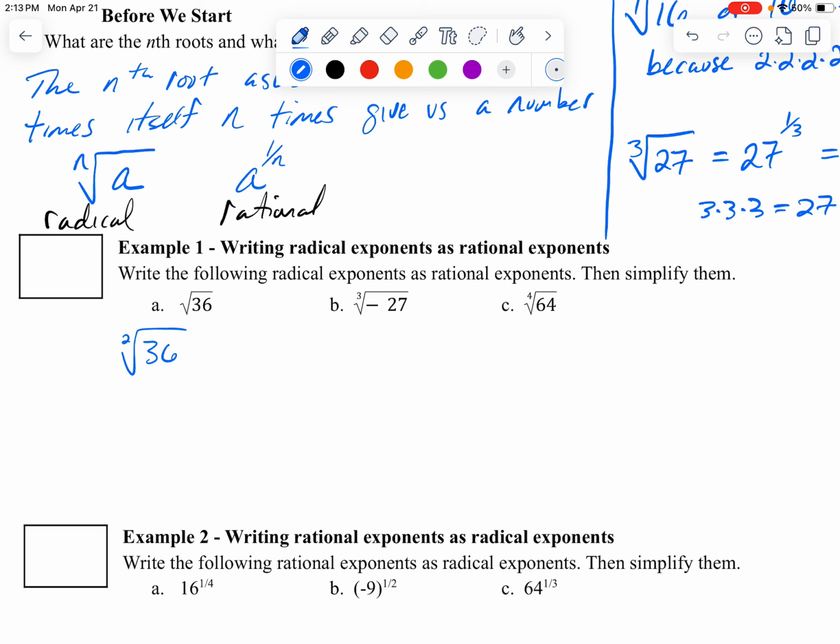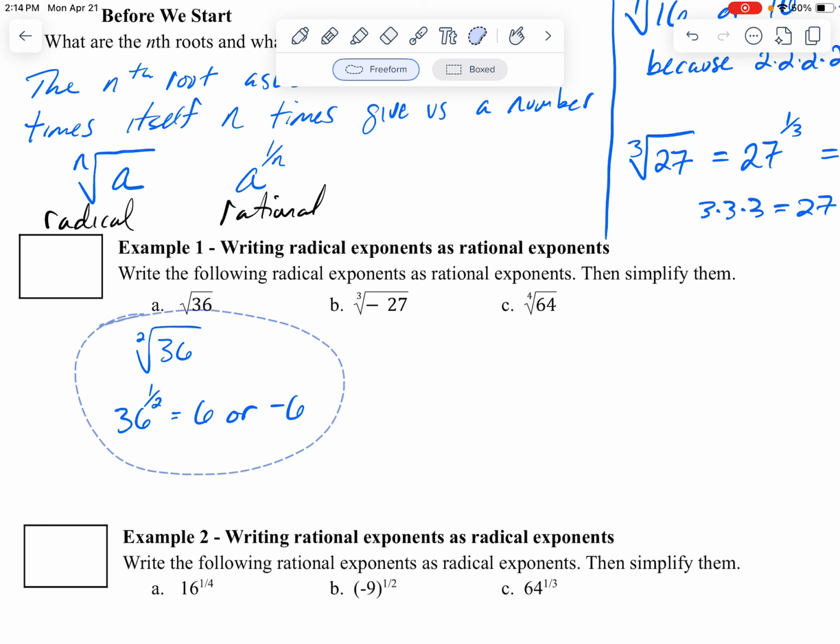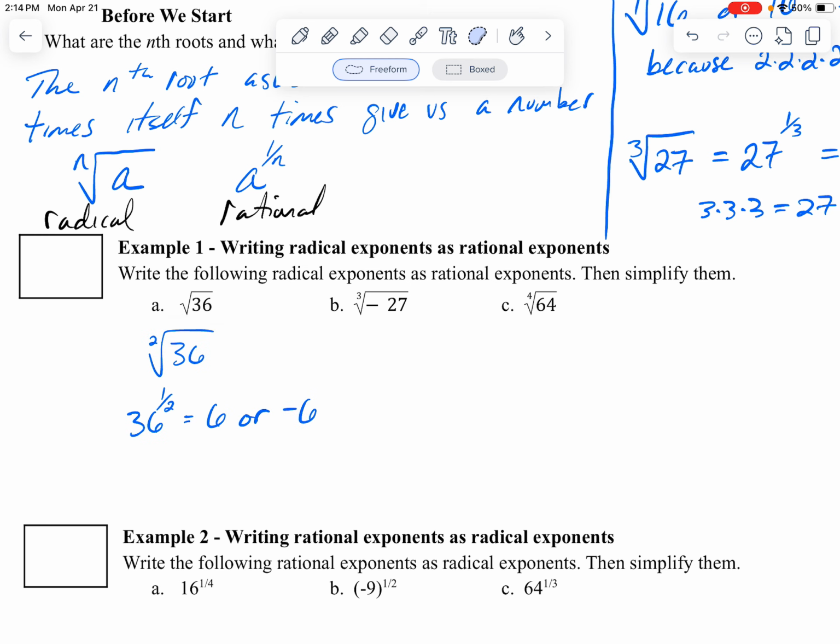we get some interesting cases that you probably haven't looked at before. When we have an even root, we have to consider negative numbers. 36, if we're just rewriting this, would be 36 to the 1/2 power. We're going to get 6 or -6. It could be either one of those. And this is going to be true anytime we have an even root.